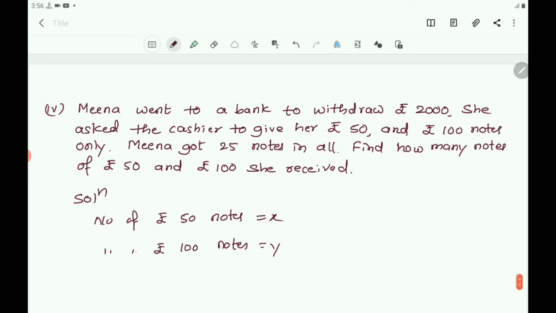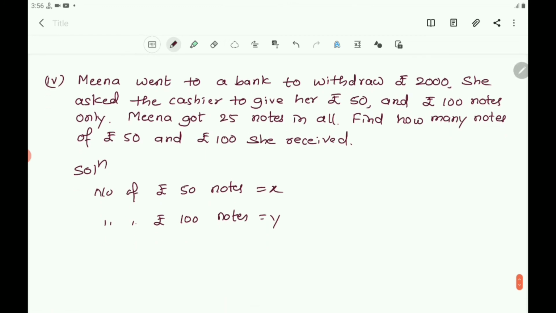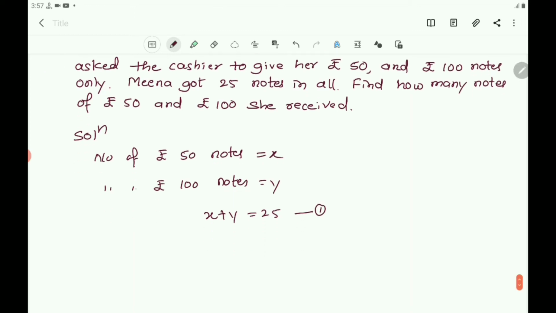Now what they said, totally she got 25 notes. Meena got 25 notes in all, means totally she got 25 notes. Therefore you can have X plus Y is equal to 25. Total number of notes is equal to 25. X 50 rupees notes are there, Y 100 rupees notes are there. Totally there are 25 notes. So X plus Y is equal to 25. So this is the first equation.